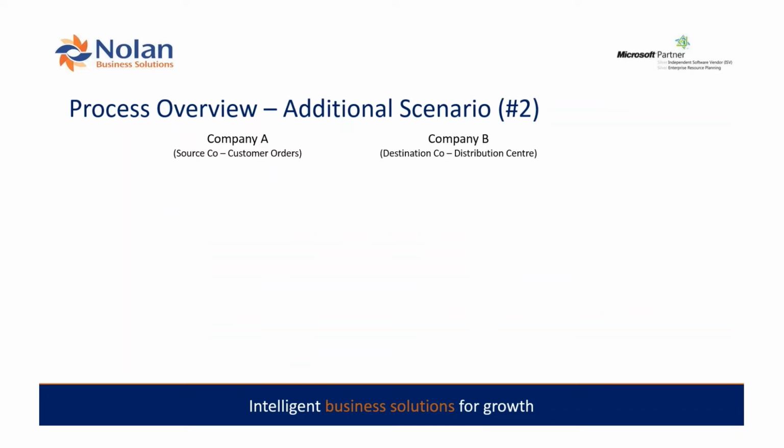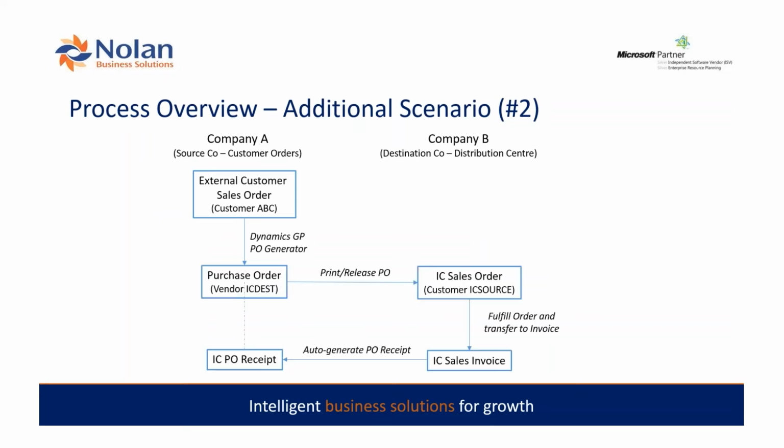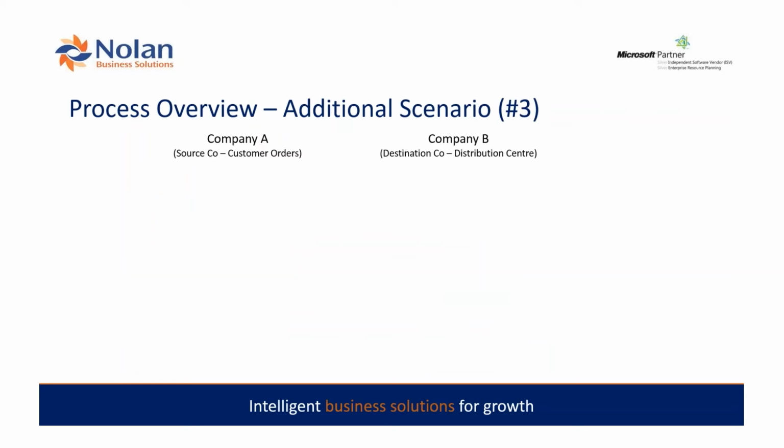Nolan's intercompany POP to SOP can also work in tandem with Dynamics GP's PO generator to initiate the intercompany process from a customer sales order in Company A. Additionally, the automated POP to SOP process can be initiated by an inventory transfer in Company B.